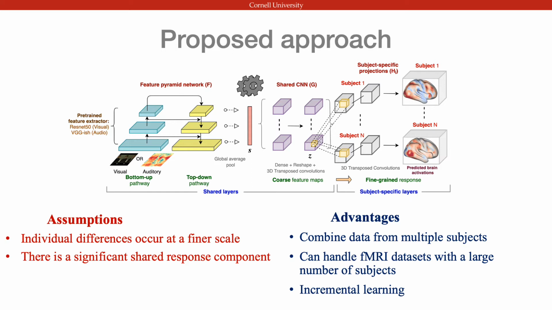Further, since only a handful of convolutional layers are subject-specific, it poses minimal memory overhead with additional subjects, and can thus handle fMRI datasets with a large cohort. Finally, this approach is amenable to incremental learning with diverse varying stimuli across subjects, with less constraints on data collection from single subjects.